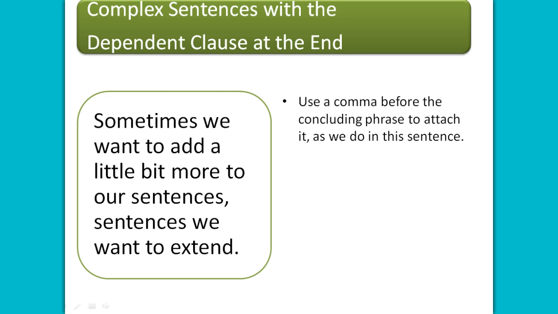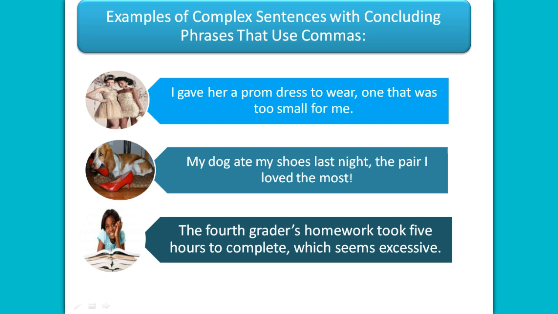Let's take a look at complex sentences with the dependent clause at the end. Sometimes we want to add a little bit more to our sentences, we want to extend. Use a comma before attaching the concluding phrase to attach it, as we've done in this sentence. Let's look at some examples of complex sentences with concluding phrases that use commas.